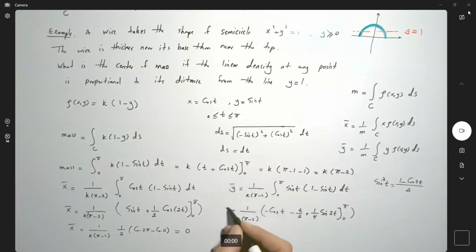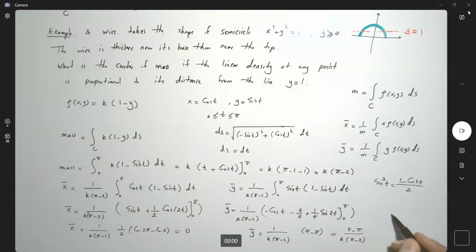So y bar is equal to 1 over k times pi minus 2. If I plug in pi, I get 1, and here you get pi over 2, and the other terms are 0. If we simplify, we get 4 minus pi. So depending on how k is defined, we can actually find y bar. So y bar is equal to 4 minus pi divided by k times pi minus 2.